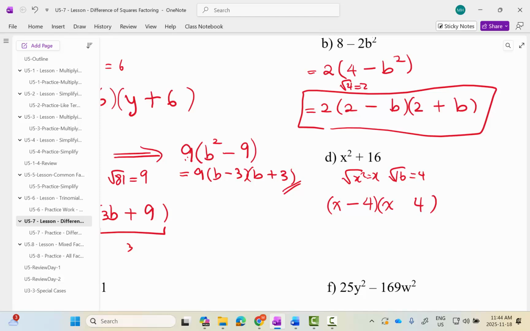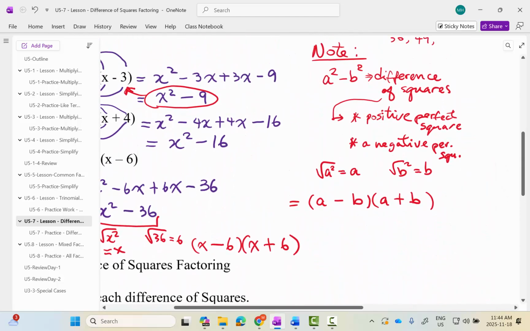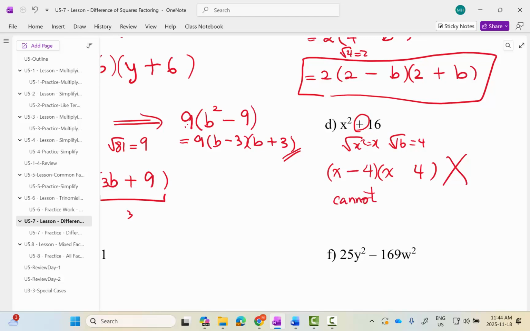Oh, we got a big problem here, don't we? What's the big problem? They're both positive, right? And I said at the top that one had to be positive, one had to be negative, right? No, you cannot do this. This is not a difference of squares, so you cannot factor it. So here, in this case, you would have to say cannot factor.